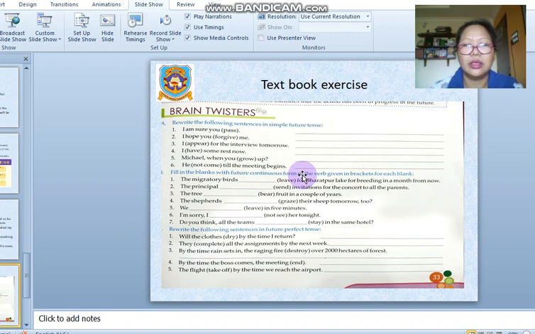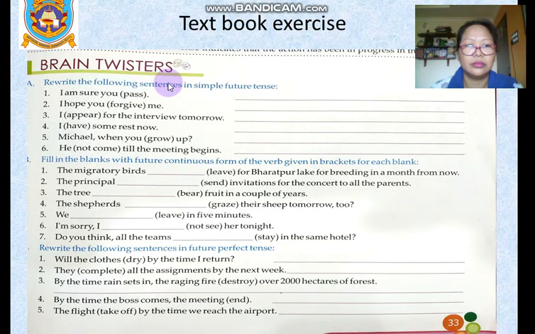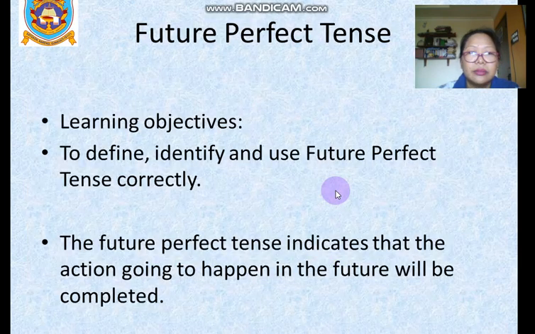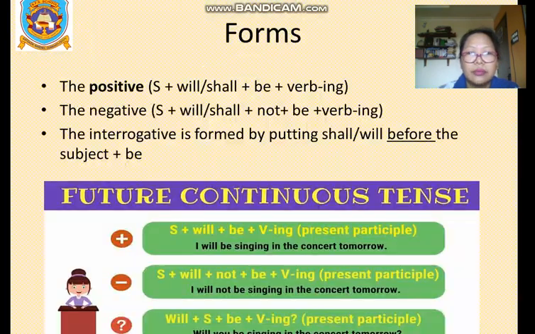So, here, the migratory birds will be leaving for breeding. Future continuous tense. This is a positive sentence. So migratory birds is the subject, will be leaving, right?